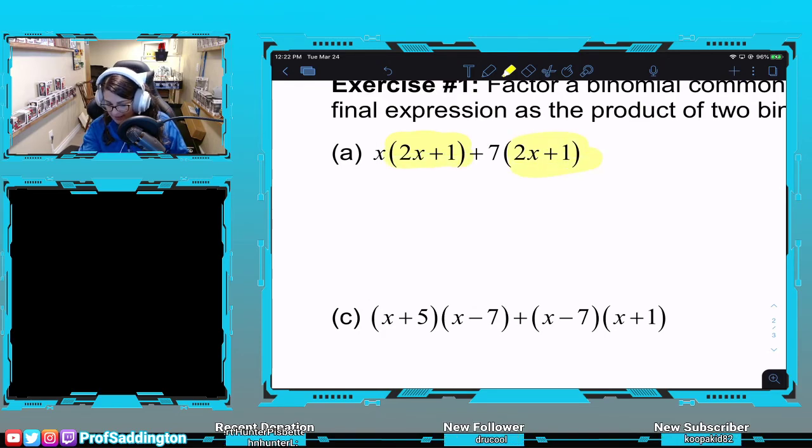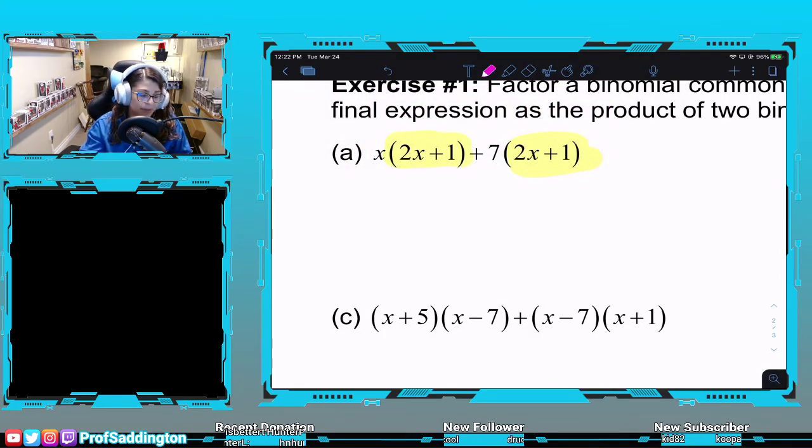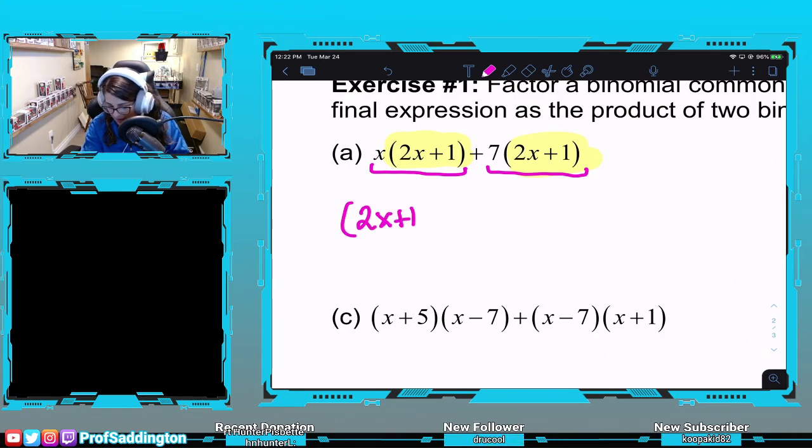So I'm just going to highlight them. When you see that you have two binomials that are exactly the same, that is your GCF, because technically this whole piece is a term and this whole piece is a term. So really you are factoring out a GCF. It just happens to be a super bundle of fun. So our GCF that we're factoring out is that 2x plus 1.